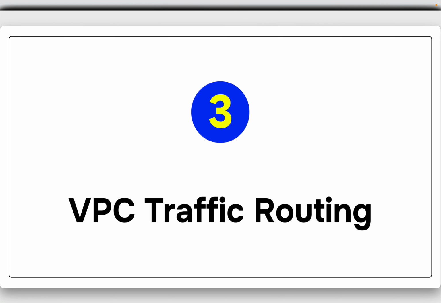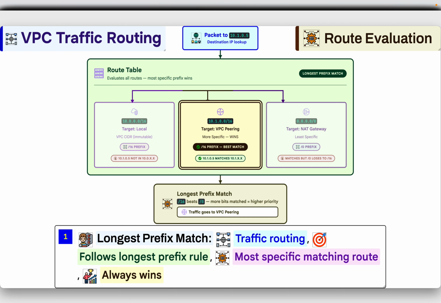Third topic, VPC traffic routing. The diagram shows how route evaluation works using longest prefix match. Basically, longest prefix match means the route which is most specific, or the narrowest, will match the outgoing packet. So a packet to, let's say, 10.1.0.5 is evaluated against 3 routes. Let's say you have 3 routes. First one, 10.0.0.0/16, which is the local route, and you want to send this packet to this IP.